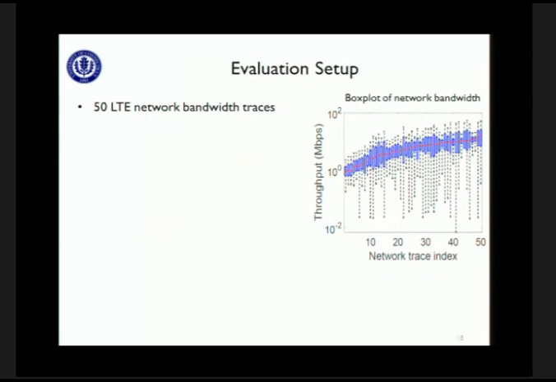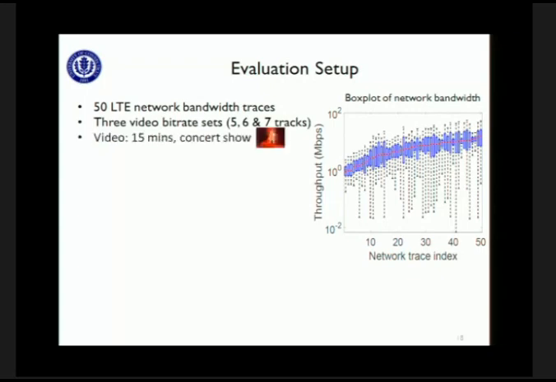So we evaluated with about 50 LTE network bandwidth traces. Those are the box plots of the different traces. You can see that there's a wide variation in the bandwidth, the throughput. And there were 3 video bit rate sets, that means the number of tracks, 5, 6, and 7. And the videos were like 15 minutes. It's a constant show.